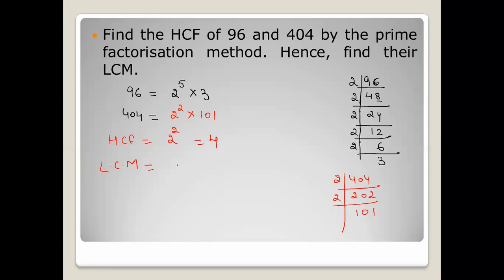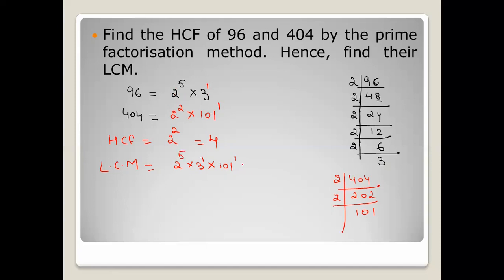कौन कौन से हैं? That is 2, 3 and 101. सभी मल्टीप्लायर्स हमने लिख दिए, 2, 3, 101. अब इनमें से सभी की we are going to take the maximum power. 101 की मैक्सिमम पावर क्या है? 1. 3 की मैक्सिमम पावर क्या है? 1. और 2 की मैक्सिमम पावर is 5.